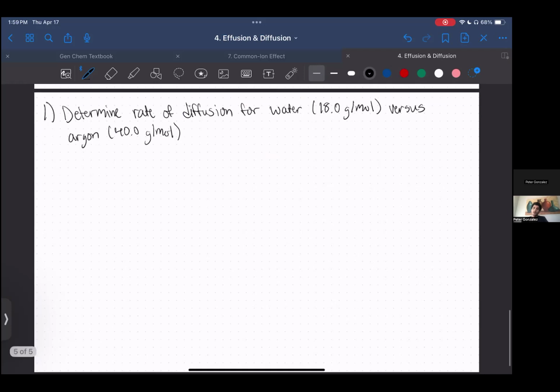So determine the rate of diffusion for water versus argon. I kept this one very, very short and simple. There can be other ones that are more complex where you're like, figure out the distance it travels, but it doesn't really matter. You'll see what to do based on the problem, what it gives you. But if we want to do this, basically we just have to say that the rate of water over the rate of argon has to equal the root of the mass of argon over the mass of water.